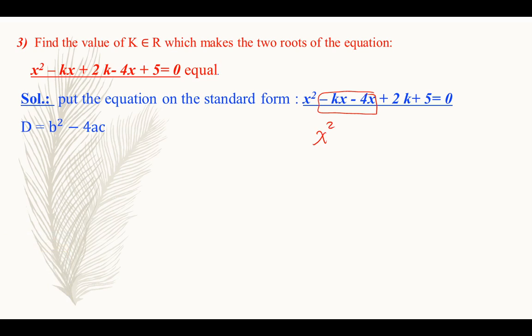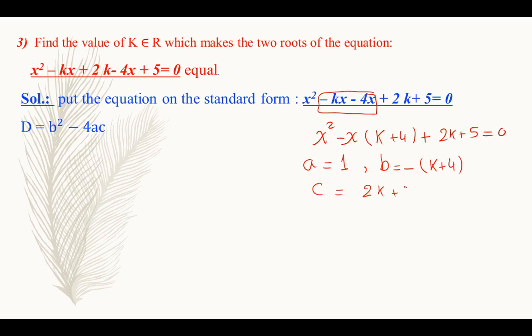x squared, we will take negative x as a common factor, so it will be (k plus 4), and the free term will be 2k plus 5, all of this equals 0. Here a is the coefficient of x squared, equals 1. b is the coefficient of x, which is negative (k plus 4). And the free term c will be equal to 2k plus 5.